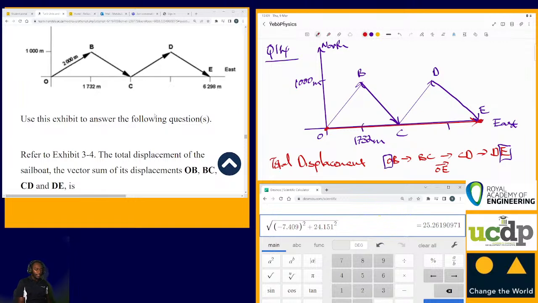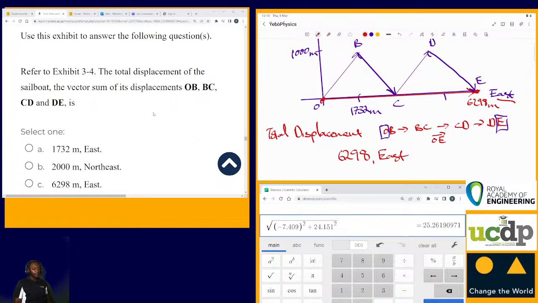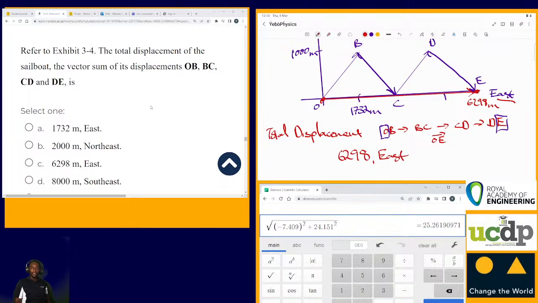Our displacement starts at 0 there, and at E it's 6298, and this is our north and this is our east, so this is due east. So our total displacement is 6298 due east. And we have that option there.